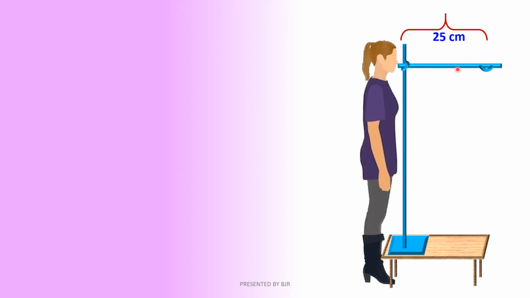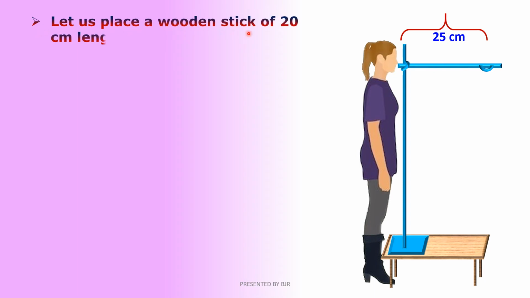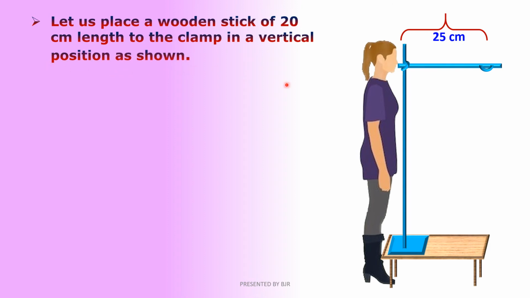Now, I will place a wooden stick of 20 centimeter length to the clamp in a vertical position as shown. I already told you that the least distance of distinct vision in her case is 25 centimeters. That's why I am going to place the wooden stick vertically at a distance of 25 centimeters from her eyes.